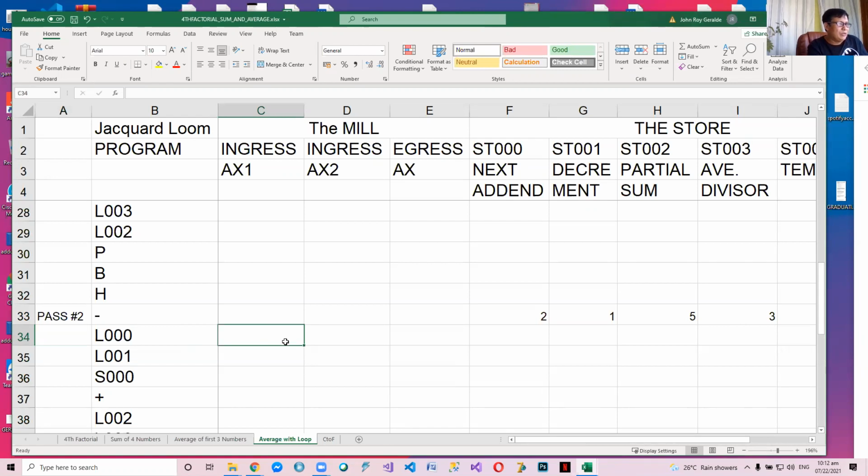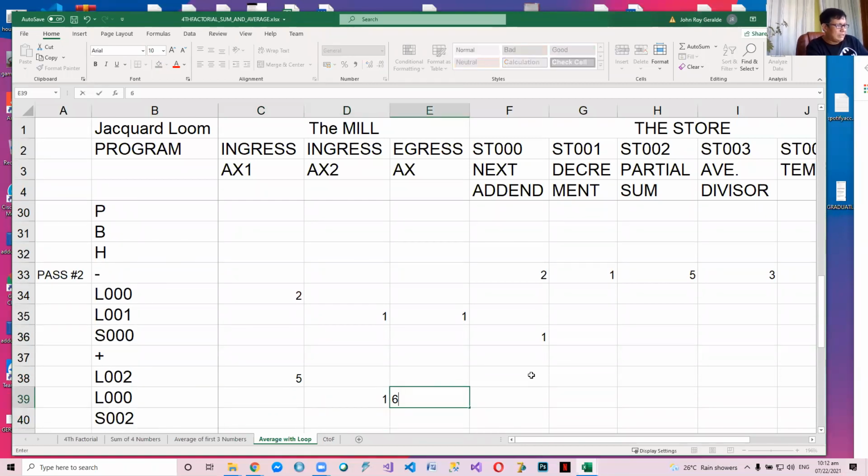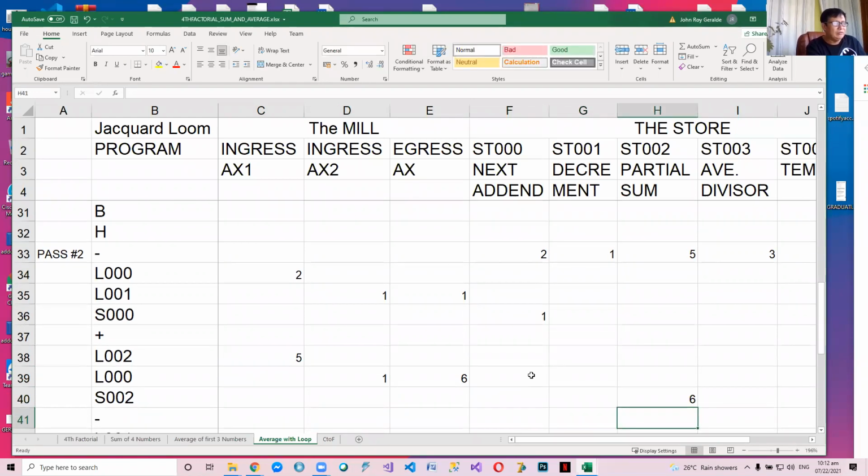So we subtract to compute the next addend. L000 is 2. We have it here, no? And then L001, which is 1. 2 minus 1 is 1. Okay, and we store it to L000, which is our next addend, a 1. Okay, so we will compute the next partial sum. We load L002. L002, the previous partial sum, is a 5. We add it with the next addend, which is 1. Okay, 5 plus 1 is a 6. And we store it to L002 here, which is a 6. Do you follow?